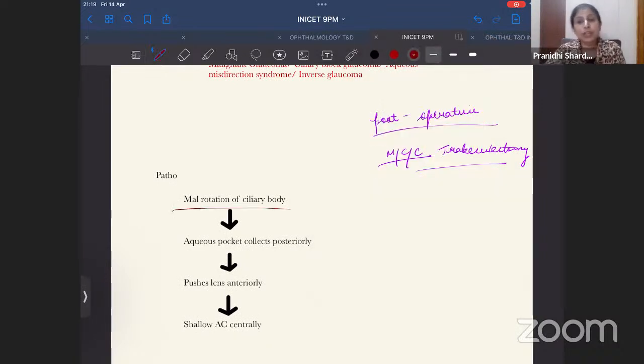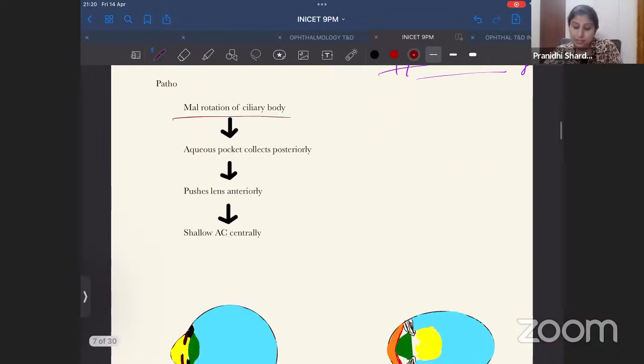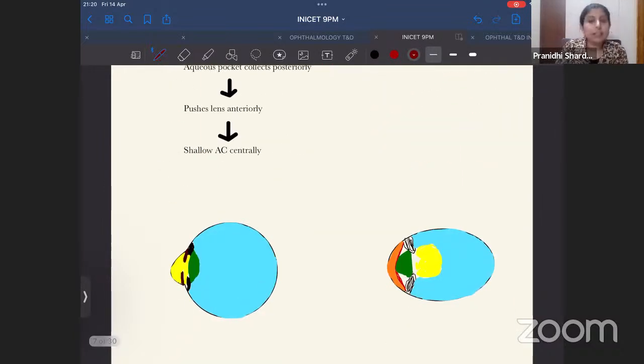Whenever there is malrotation of the ciliary body, this is the normal eye, where the ciliary body is producing the aqueous, this yellow aqueous, and it is present only in the anterior segment, produced in the posterior chamber, goes into the anterior chamber and gets dispersed through this area only, not going into the posterior segment where only the vitreous is present.